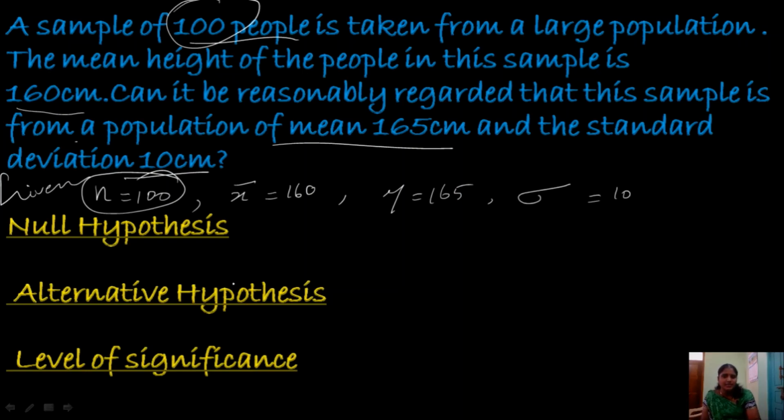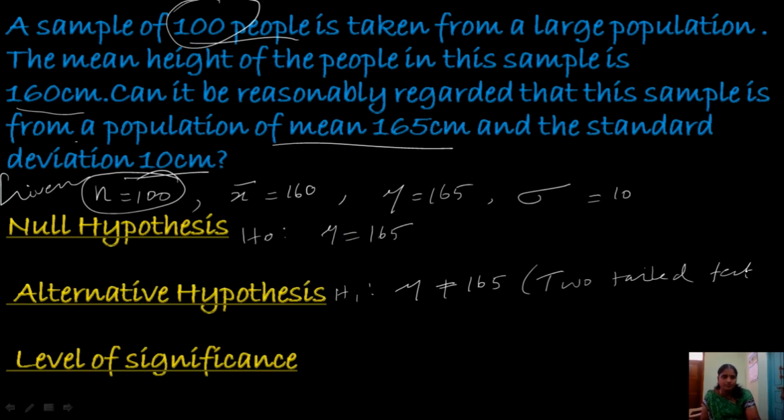Here I am going to first set up the null hypothesis and alternative hypothesis. First I am going to set up the null hypothesis as mu is equal to 165. That is, there is no significant difference between the sample mean and population mean. Alternatively, I am going to set up the alternative hypothesis, that is H1, as mu is not equal to 165. I think this falls under two-tailed test, because nothing is mentioned about the height. Next, level of significance alpha as 5%. Because nothing is mentioned about the level of significance, by default we have to take that as 5%.